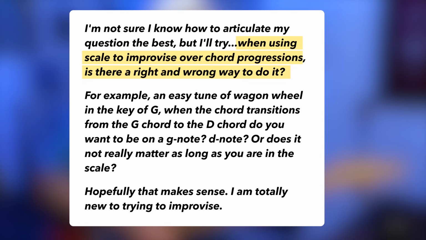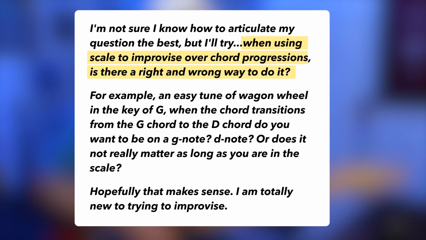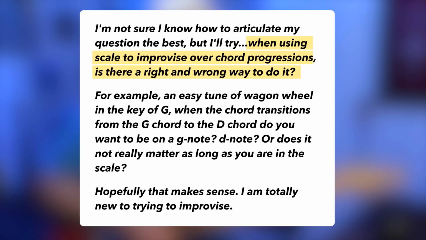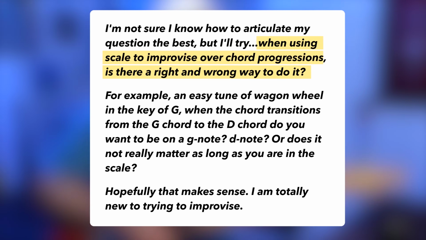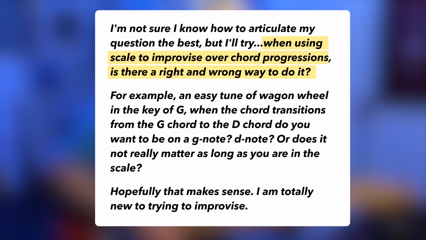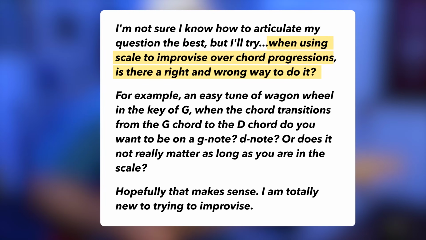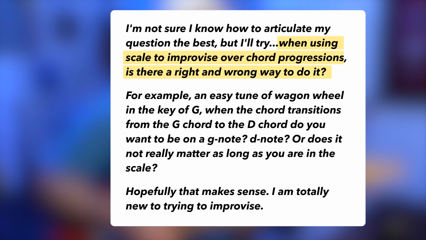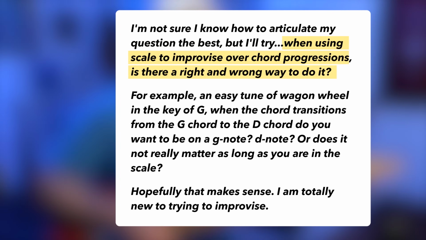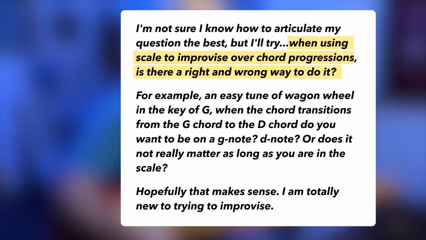you tried here. When using a scale to improvise over chord progressions, is there a right and wrong way to do it? For example, in the easy tune of Wagon Wheel in the key of G, when the chord transitions from a G chord to a D chord, do you want to be on a G note or a D note, right? Or does it not really matter as long as you're in the scale? Hopefully that makes sense. I'm totally new in trying to improvise.